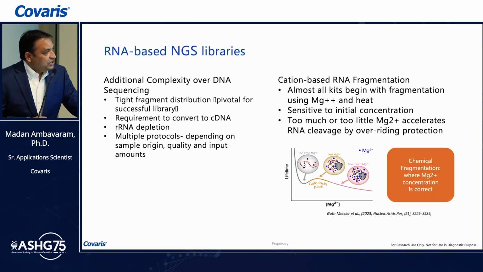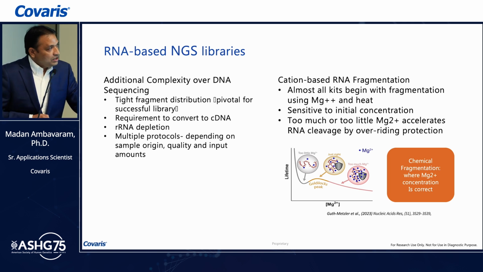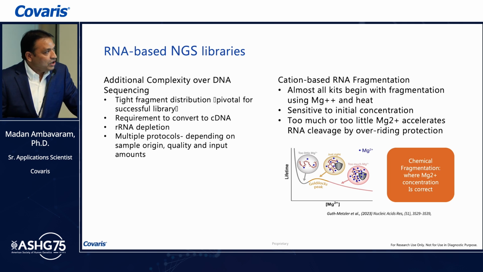Here I would like to take a minute to explain the additional challenges compared to DNA sequencing. Having a tight fragmentation is a critical step, for either DNA or RNA fragmentation. Besides that, there is the requirement to convert to cDNA and also ribosomal RNA depletion. There are various protocols existing out in the market. Speaking about RNA fragmentation, currently almost all kits use cation-based fragmentation, which is a combination of magnesium and heat. As we all know, this is very sensitive to initial concentration, how much we are using.